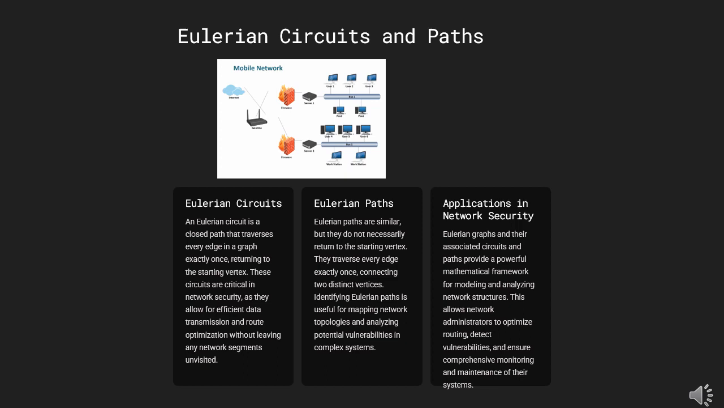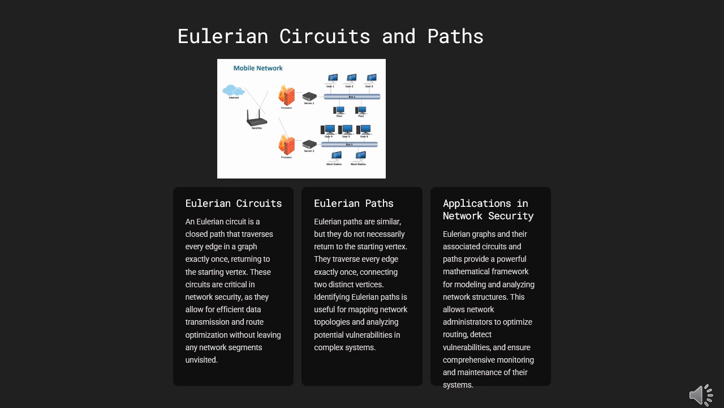Eulerian paths. Eulerian paths are similar, but they do not necessarily return to the starting vertex. They traverse every edge exactly once, connecting two distinct vertices. Identifying Eulerian paths is useful for mapping network topologies and analyzing potential vulnerabilities in complex systems.